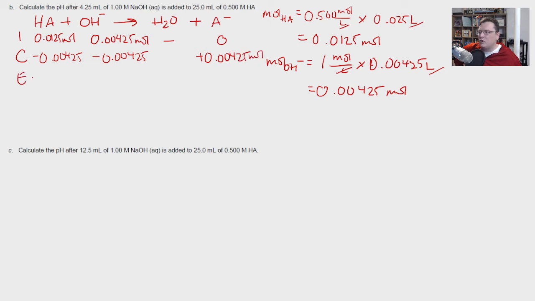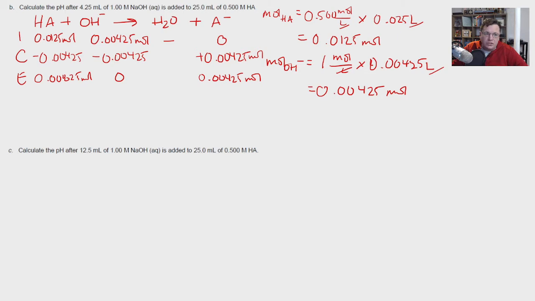So then at the end, for the HA we should have 0.0125 minus 0.00425. We should end up with 0.00825 moles of HA. We should have 0 moles of OH minus, and then we should have 0.00425 moles of A minus. So we have that right there.